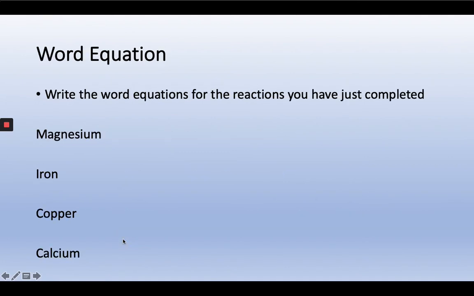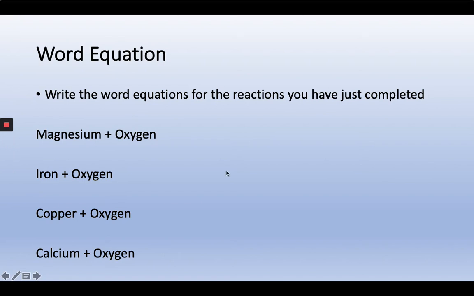So let's have a little look at some word equations then. What would happen if you reacted magnesium with oxygen, iron with oxygen, copper with oxygen and calcium with oxygen? Using the same metals that I've given you in the table, can you have a go at writing some word equations as well? These are the reactants that I just explained, okay? Have a go at that, pause the video and then come back and have a look at the answers.